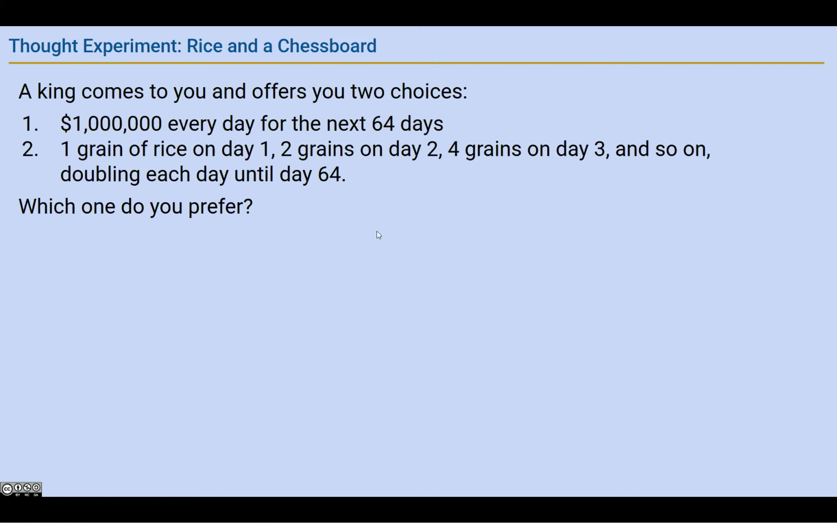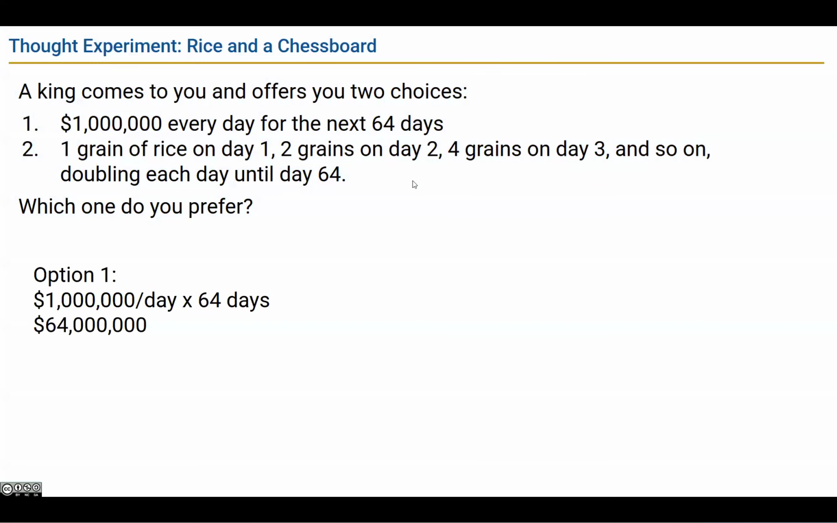So let's do some mathematical analysis to see how this behaves. First off, let's just look at how much money you get on option one. $1 million every day for 64 days. How much money do you get at the end? $64 million. All right. How much would you say one grain of rice is worth?